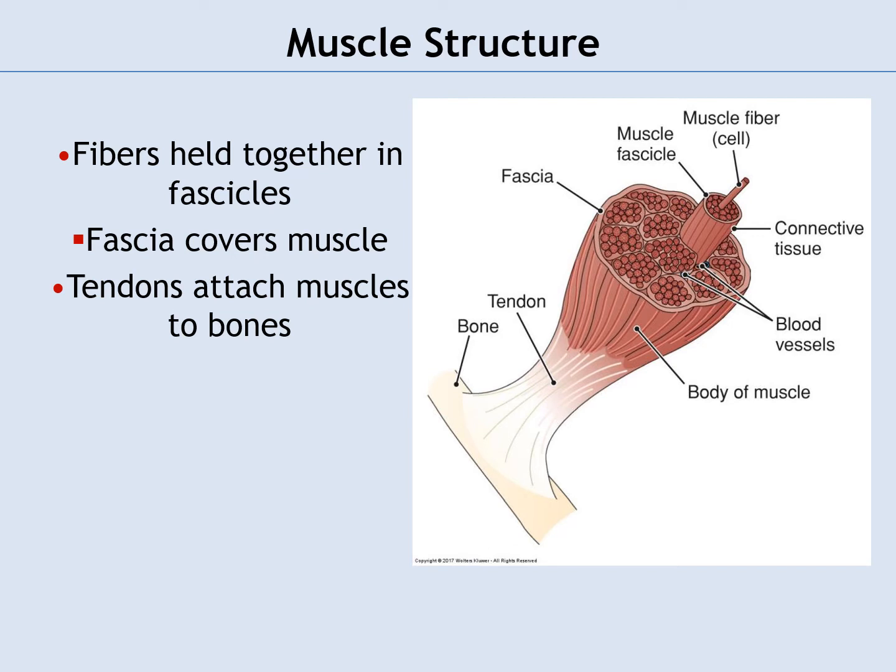Okay, muscle structure. In general, they're held together in fascicles. A fascicle is a working unit of muscle. Fascia is a connective tissue that covers the outside of the muscles, and tendons are what attach muscles to the bones.